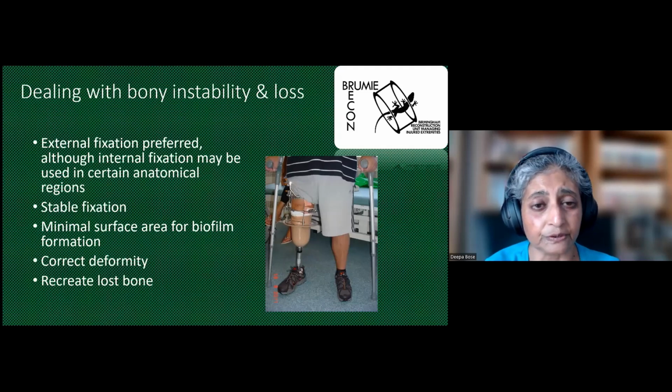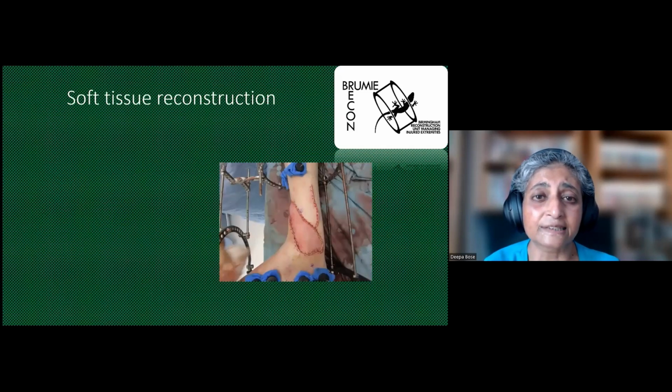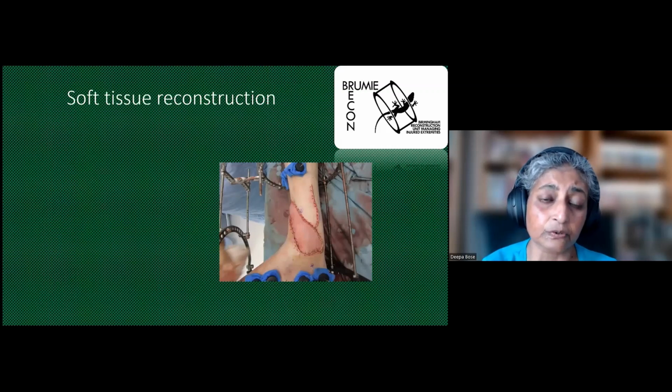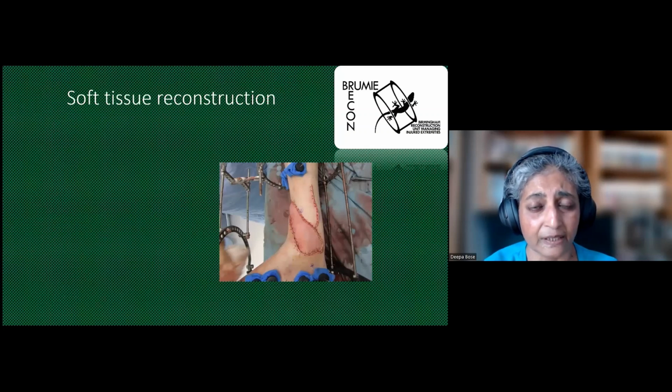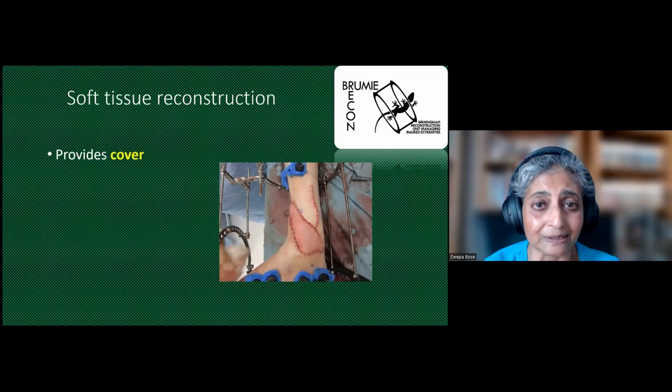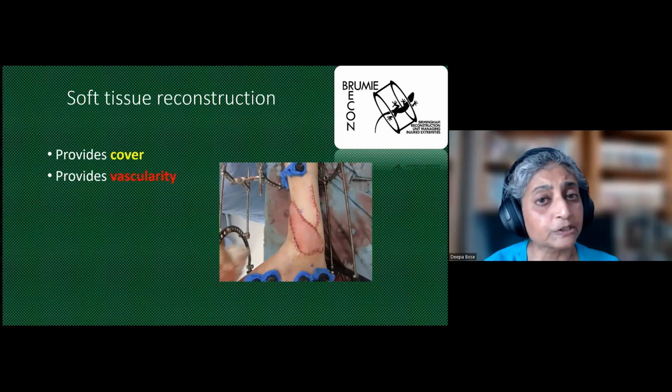What about soft tissues? You can often have instability of the soft tissues or soft tissue defects that are associated with fracture-related infection. So there are advantages to providing robust soft tissue cover or vascularized soft tissue cover. First of all, it provides cover, so your bone is not exposed to the exterior. But it also provides vascularity. As I've said, if you're doing free tissue transfer, then that brings with it its own blood supply, and so it improves the vascularity to the area.